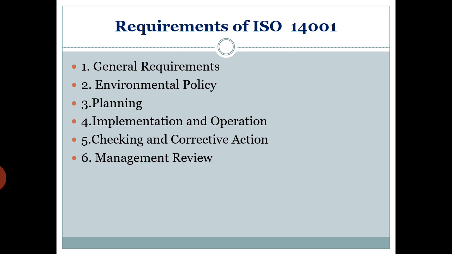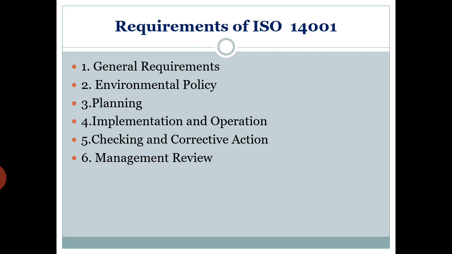So first one, general requirements. General requirement is nothing but again establish, maintain, and continuously improve an EMS, which includes policy, planning, implementation, checking and corrective action, and management review. So all this will come under general requirements only. But the organization shall define and document the scope of its EMS. In this general requirement, the organization should define and document the scope of the EMS.